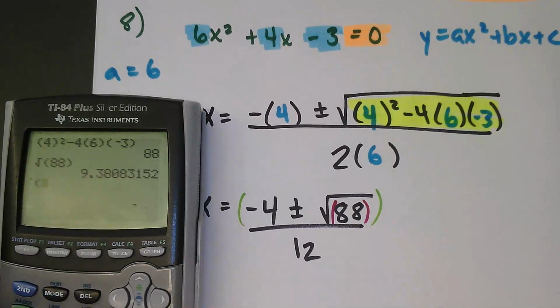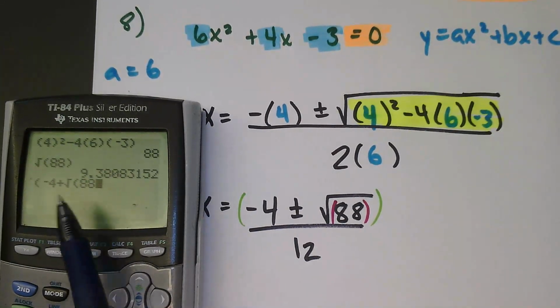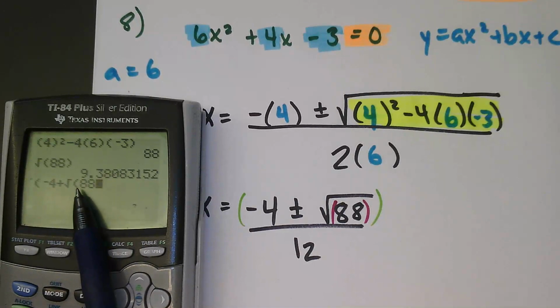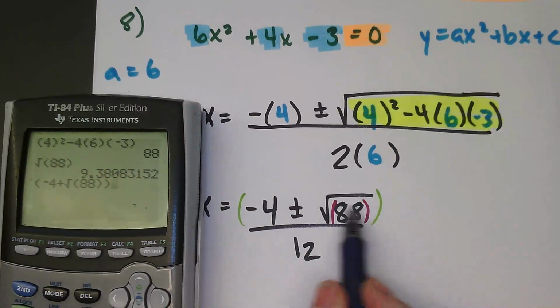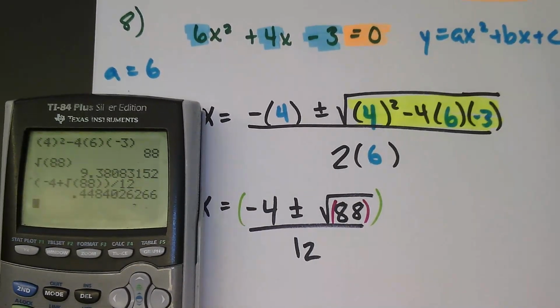For my numerator, I'm going to start -4, and I'll just do one at a time. You cannot do both. You have to pick one. I'm going to do plus square root of 88. Now, we can see that the calculator started me with that set of parentheses. So I'm going to close that, and then I need to close for the top. Now I can divide by 12.